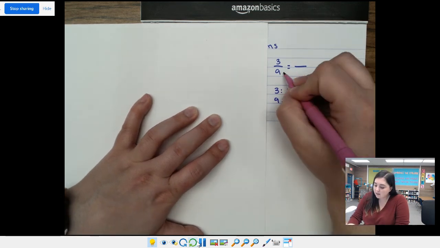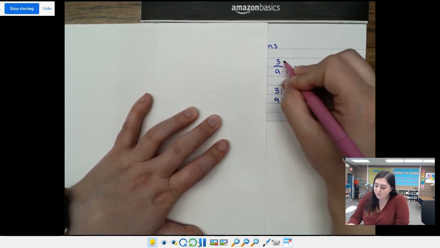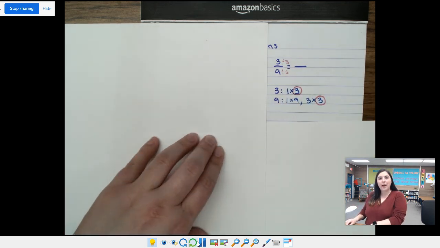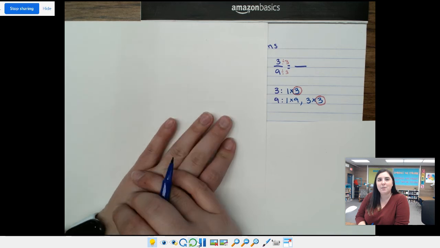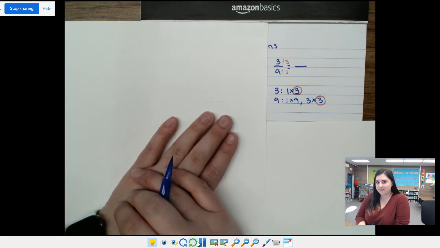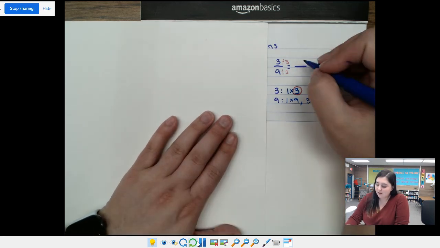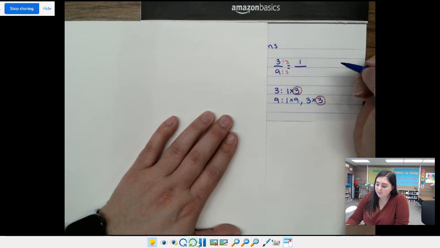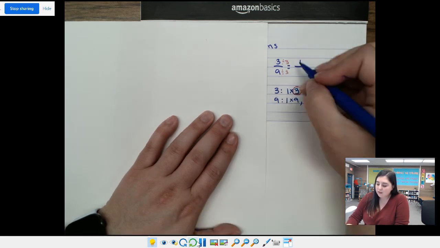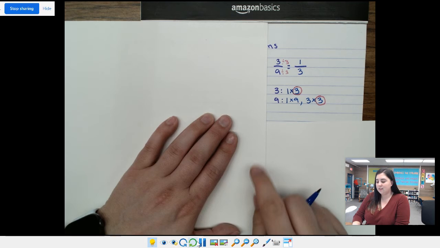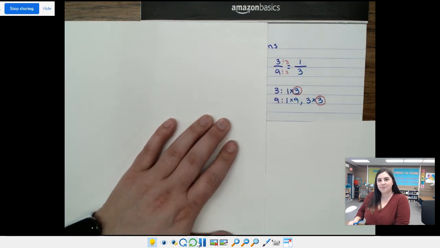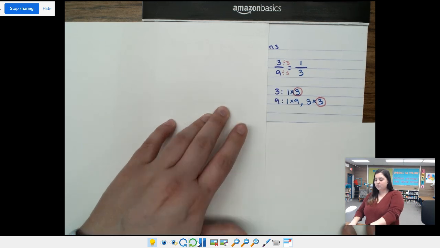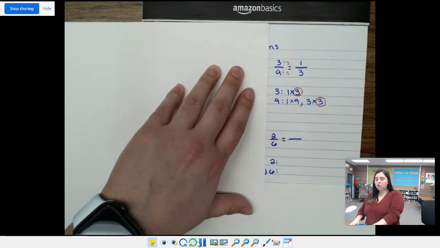So I want you to take a second, and I would like you to divide the top and bottom numbers by 3. What is 3 divided by 3? And 9 divided by 3? 3 divided by 3 is 1. 9 divided by 3 is 3. So 3/9 and 1/3 are equivalent fractions. Let's do another one. 2/6.